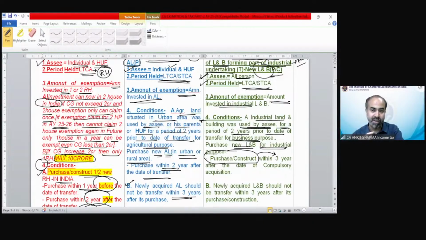In first exemption, it was 1 year purchase, 2 year purchase, 3 year construction. In second exemption, it is only 2 year purchase. In third exemption, it's 3 years, whether you purchase, whether you construct. So it is a relaxed provision because government has finished or confiscated your business. So provisions are more relaxed. All assessee included, all kind of asset included, you invest in new land and building, maximum time period is 3 years for both purchase or construction.